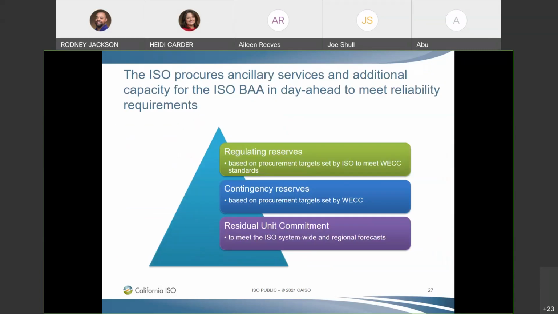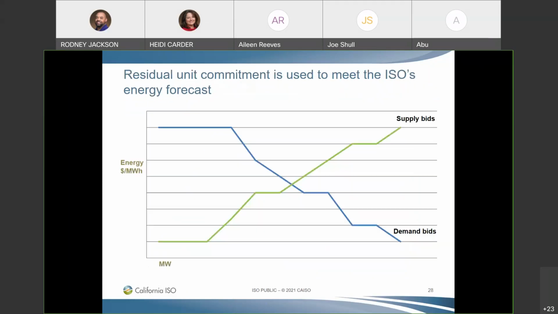Now, the ISO procures ancillary services and additional capacity for the ISO Day-Ahead to meet the reliability needs or requirements. So we have to make sure that, again, we talk about the governing bodies. Our procurement targets are set by the ISO, but they meet the WECC standards. Contingency reserves are based on the WECC standards, and then the RUC commitment is to meet the ISO system-wide and regional forecast, the residual unit commitment. So we have to make sure that we have all this information. But what is a residual unit commitment? We haven't covered that yet. I'm glad you asked. So let's talk about that.